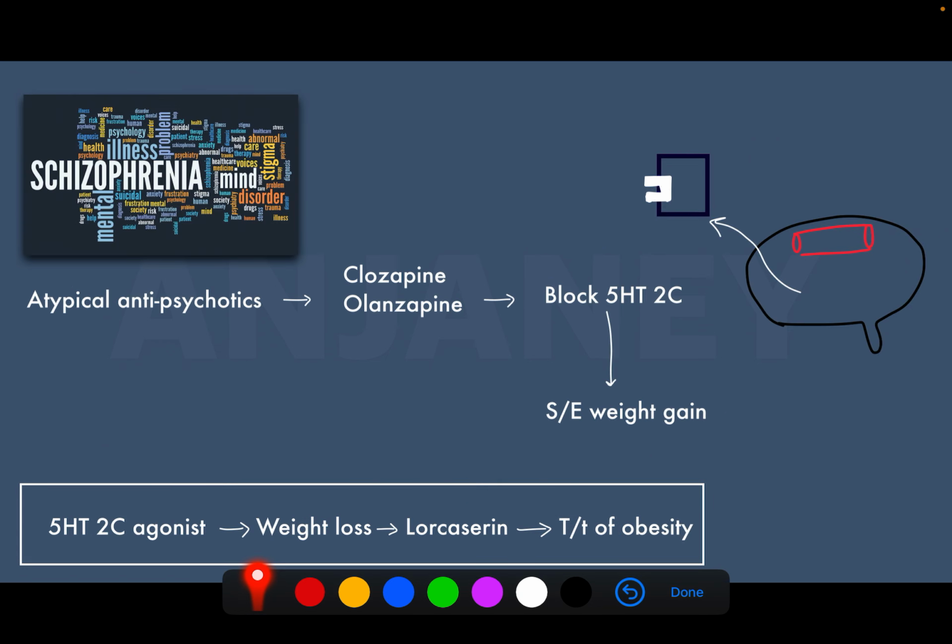PPIs. Now another condition, if a person is having schizophrenia, we are giving him atypical antipsychotic drugs like clozapine and olanzapine. So our patient is happy taking these drugs.